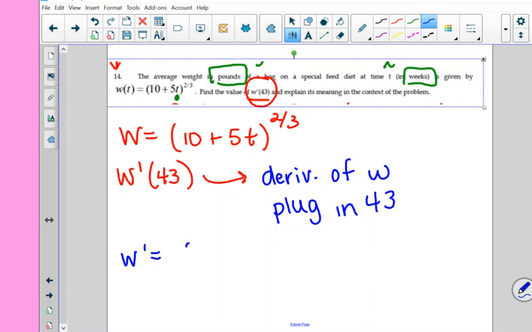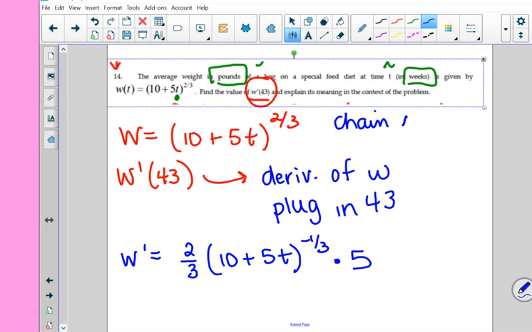W prime is 2/3 times 10 plus 5t to the negative 1/3 times 5. Okay, this one was a chain rule. You know you're going to have to do chain rule when you have a quantity raised to a power. You may see chain rule mixed into other problems, like we looked at chain rule inside of quotient rule and chain rule inside of product rule.